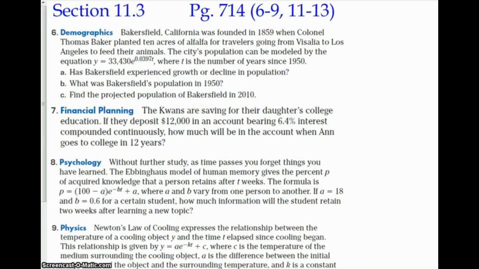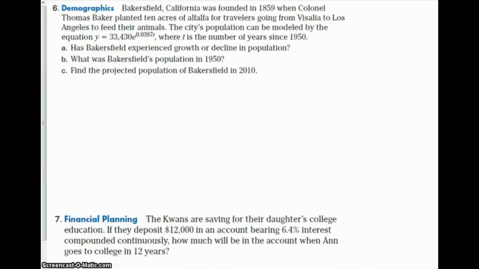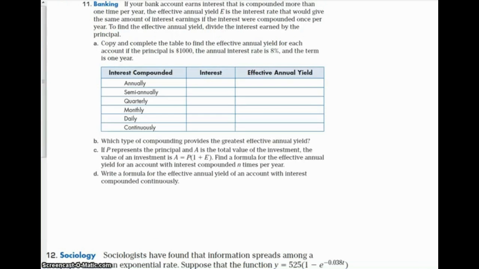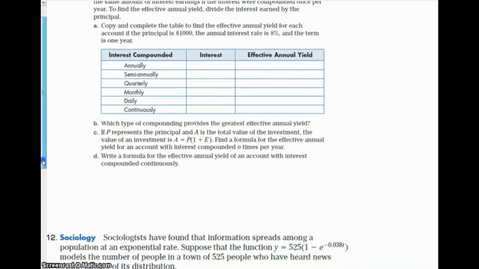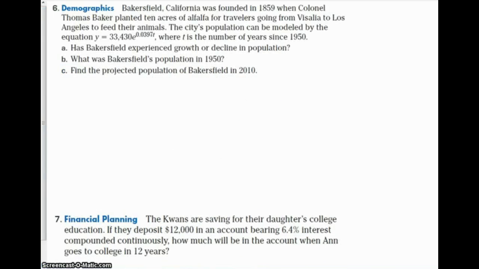So your assignment that I want you to work through is here. I'm going to go through slowly and show you all the different problems. I want to work through a couple of the problems with you. Here's some of the other problems. I really like 11. I think it's a good problem, as well as 12 and 13. So I want to go through 6 and 7 with you.